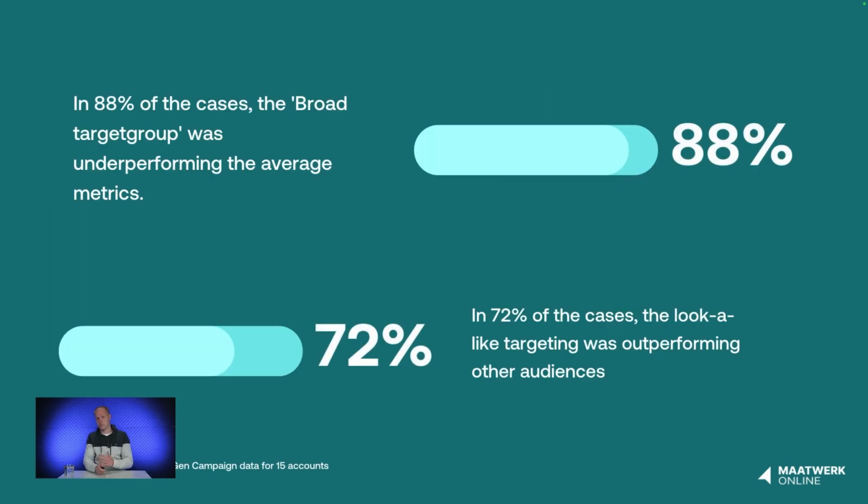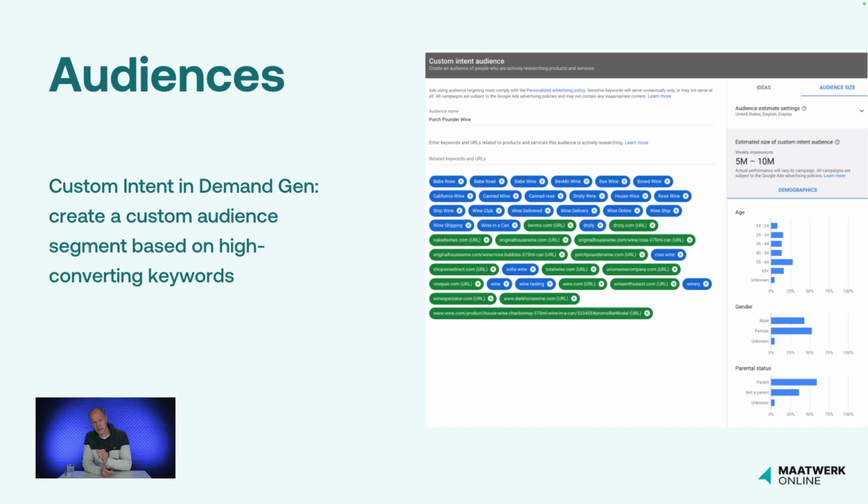In our own data, we see that in 88% of the cases, the broad target group is underperforming the average metrics. And in 72% of the cases, lookalike targeting is actually outperforming the other audiences that you can target within Google Ads, like the native targeting options in the demand gen campaigns. That sums up pretty nicely why you should use lookalike targeting.